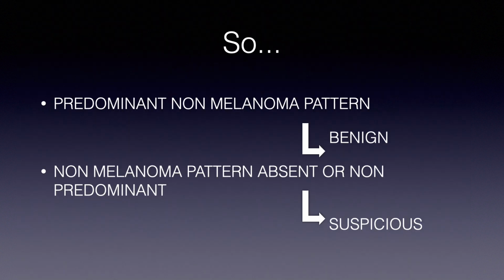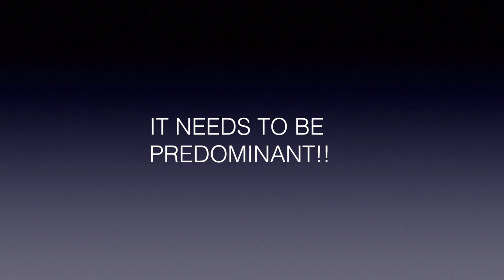So if I do have one of these features predominantly visible, we are more certain of the benignity of this lesion. But if I cannot see any of these features, or if they're absent, or if they are present but non-predominant, this lesion is automatically suspicious. But remember, it needs to be predominant. So every time we have a lesion that is completely non-specific with these criteria, it is important to have a histological diagnosis.